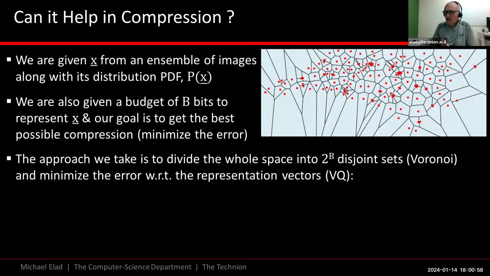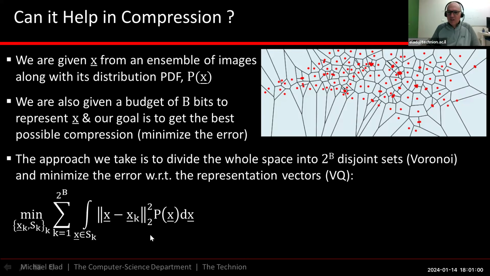So let's write down the expression. Here is the expression that people use in order to do this optimal tiling. It basically says the following. I'm optimizing over all the possible tiles and all the possible representation vector xk's. Those are the red points here. Every tile, in the center of it, there sits a representation vector.